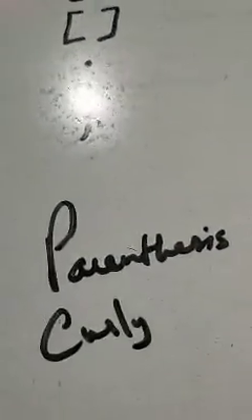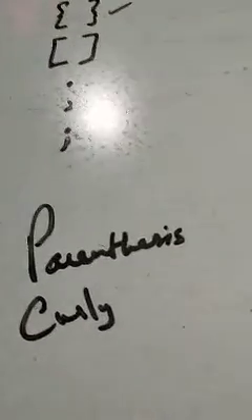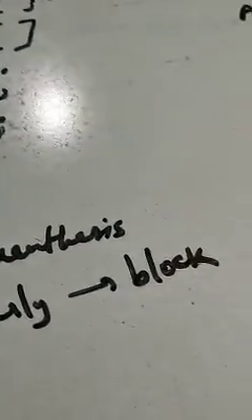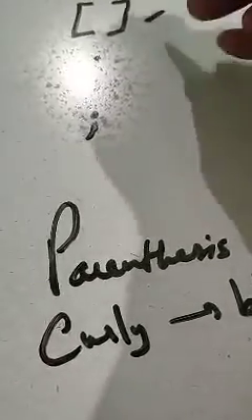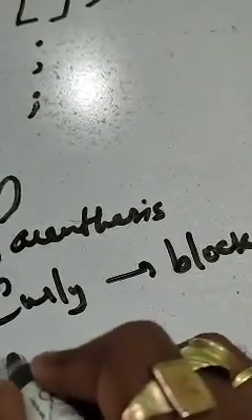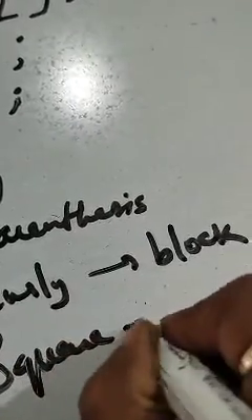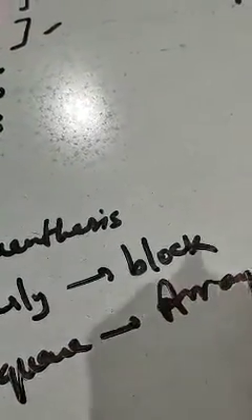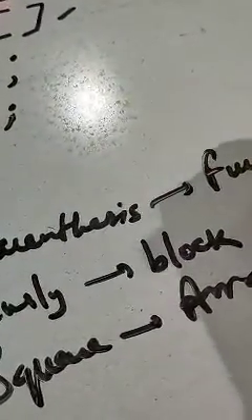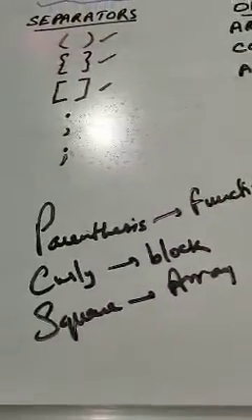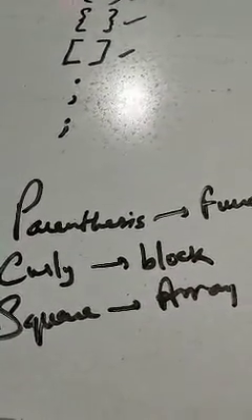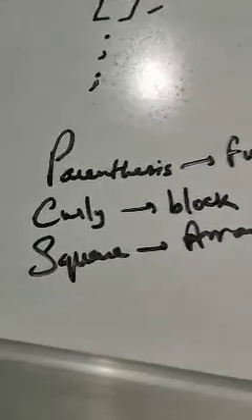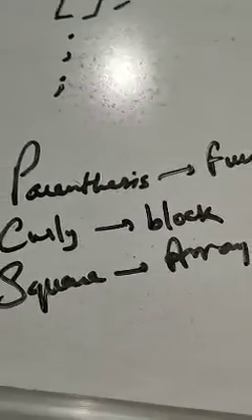Now these curly braces represent what is called a block. They are called a block in Java. You will learn about blocks in detail in standard 9. Then the square bracket represents an array. So the parenthesis represents a function, curly represents a block, and square represents an array. You are going to study this in standard 10, so I won't discuss it in detail, but just remember them.